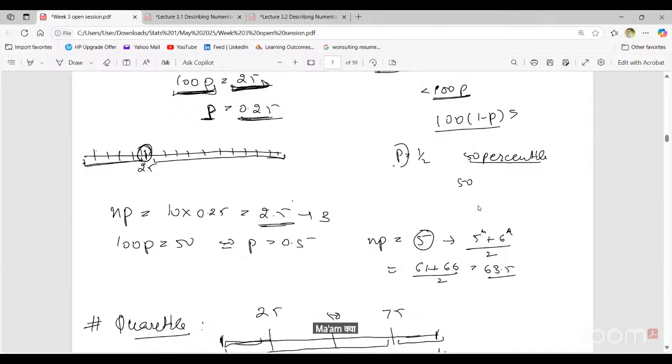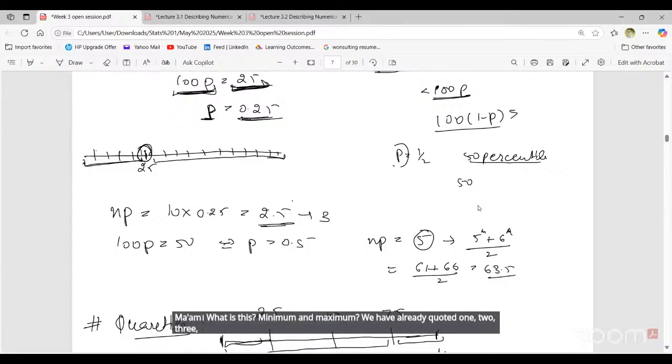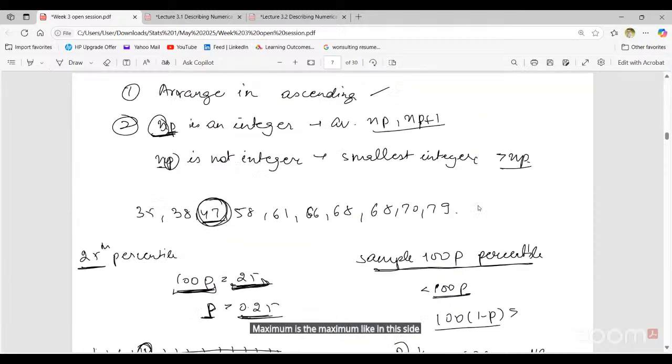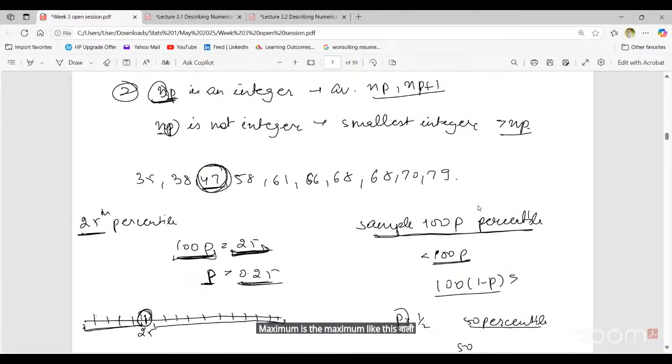Ma'am, what is this minimum and maximum? We have already quartile 1, 2, and 3. What will be the value for minimum and maximum? The maximum is the maximum value in the given data, and the minimum is the minimum value.